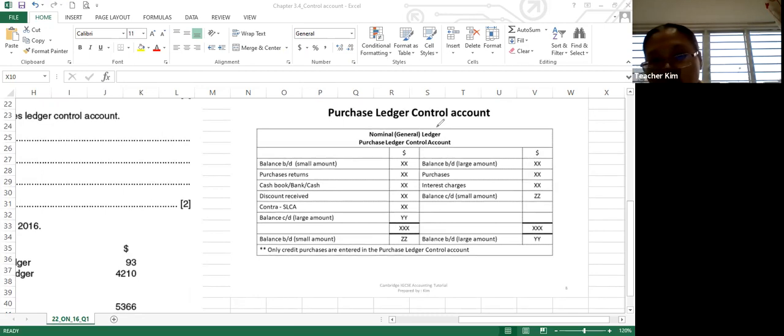Purchases ledger control account. The book of prime entry: here from the purchases journal, this one from the general journal, here purchases return journal, cash book, and this one from the general journal. So this is the source document where we gather from. So now go back to the question.